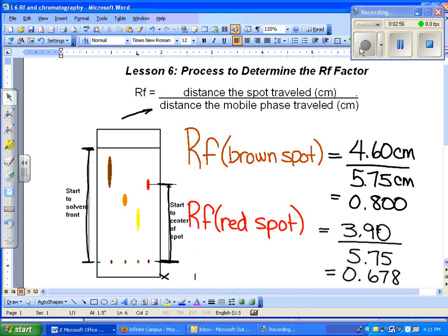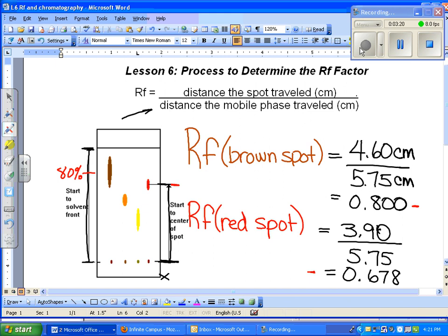If we look at the brown spot, this is indicating that it's about 80% up. But if you look at it, this does look about 80%. The red spot, if you look at that number, it looks like it's about 67% up. And if you look at that, I would agree that that looks like about 67% up from the bottom of the spot.